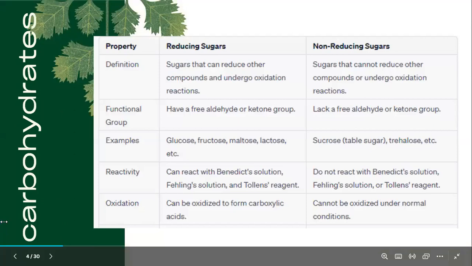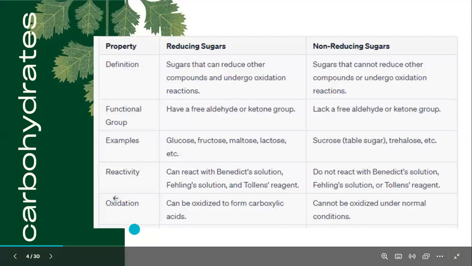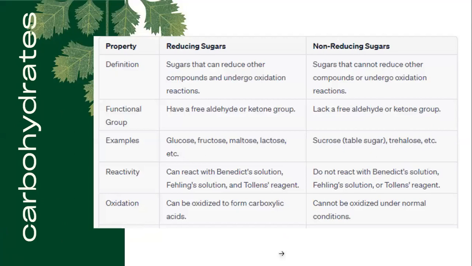There are reducing sugars and non-reducing sugars. Reducing sugars are sugars that can reduce other compounds and undergo oxidation reaction. Okay, just simply put, they have a free aldehyde or a ketone group. Now we know how the carbohydrate structure is. Carbohydrates either have an aldehyde group, like glucose, for example, which is a hexose sugar. Whereas fructose has a ketone group.